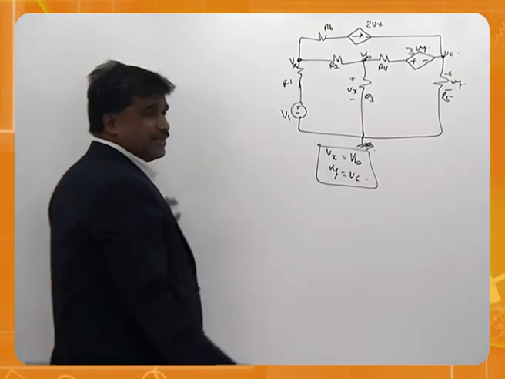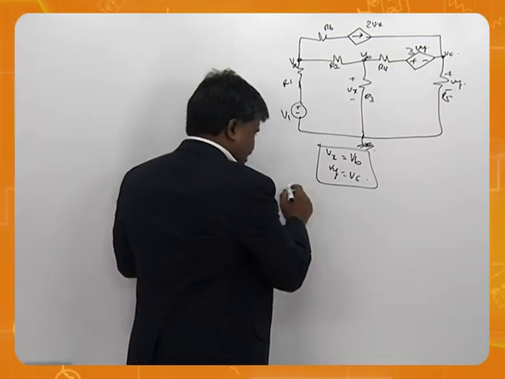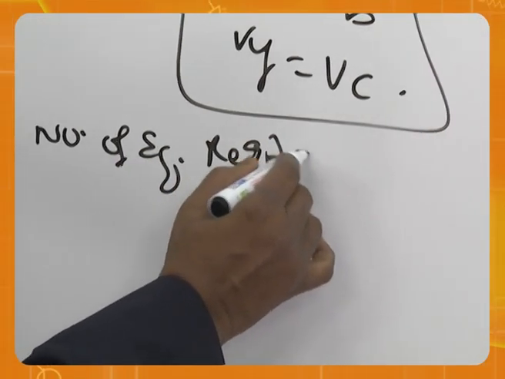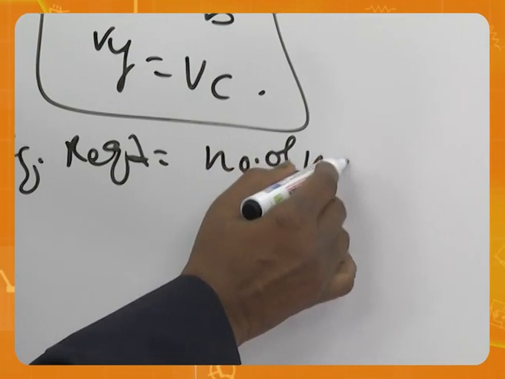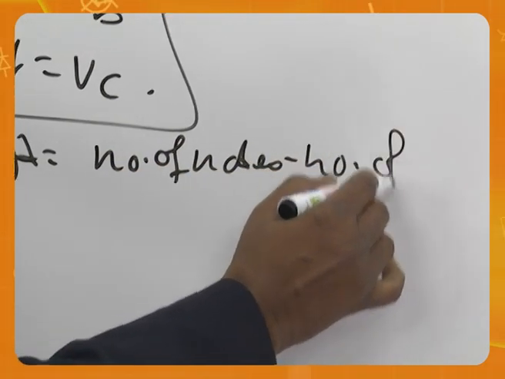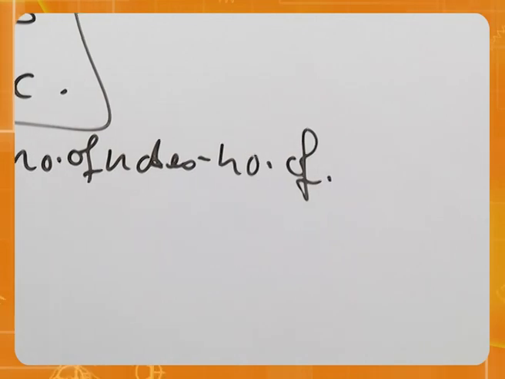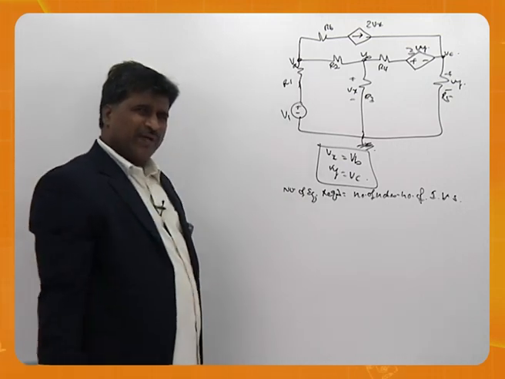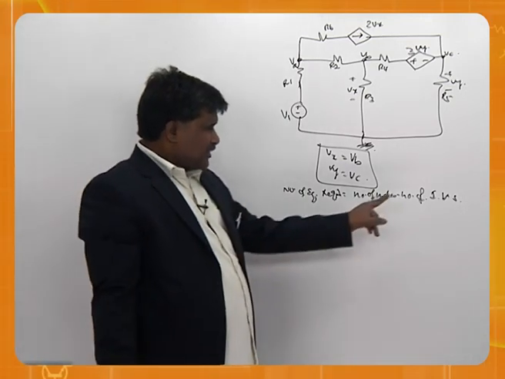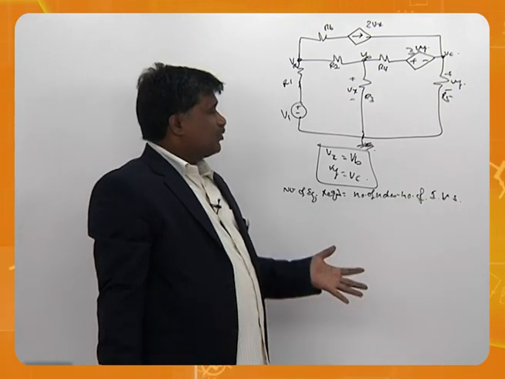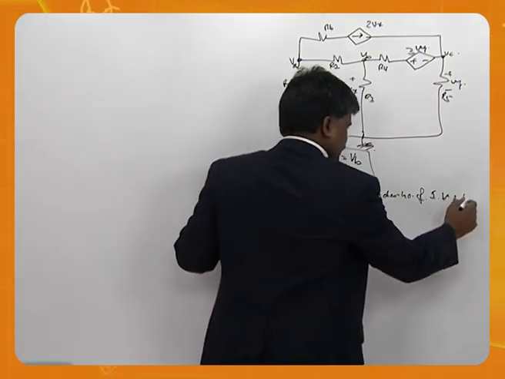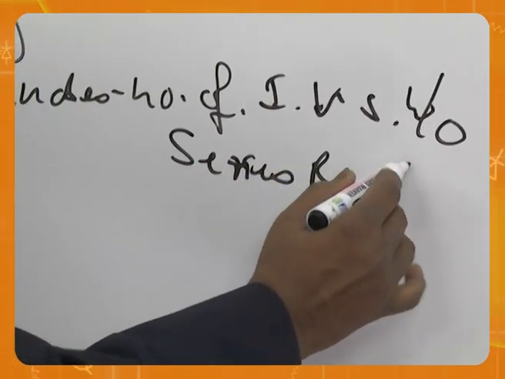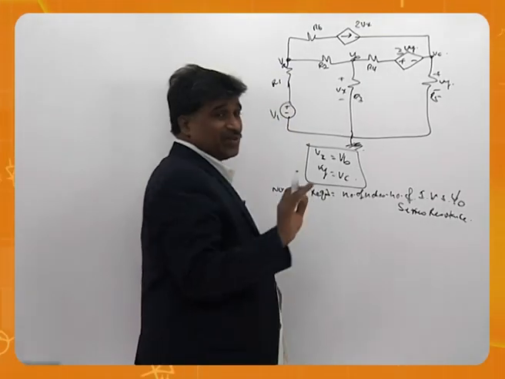How many equations are required? Once again, I am writing that. Number of equations required is equal to number of nodes minus number of ideal voltage sources. What do you mean by ideal voltage source? When you say ideal voltage source, that means without series resistance. Without series resistance.